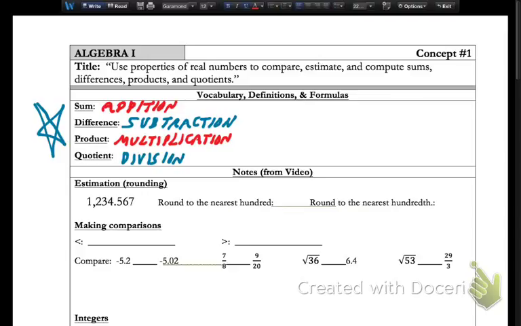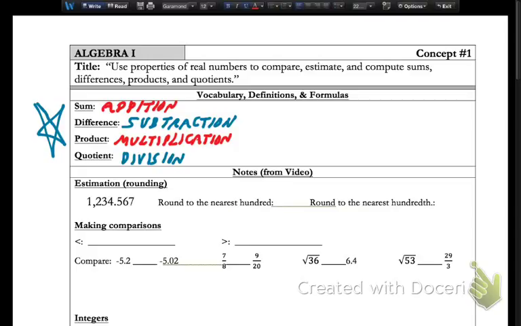So you should have those four words written next to each of the vocabulary items, because now we're going to go ahead and use those vocabulary items as we go through some of the specific items that we're going to be dealing with in this particular concept. The first thing we're going to visit today is estimation.